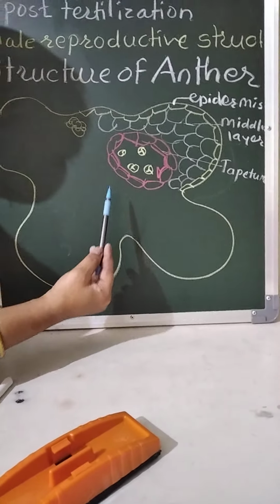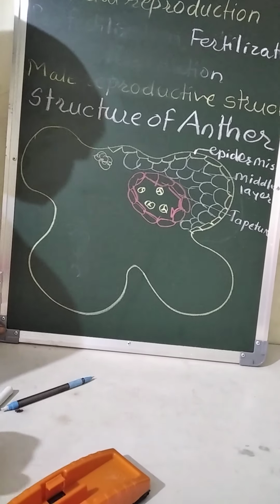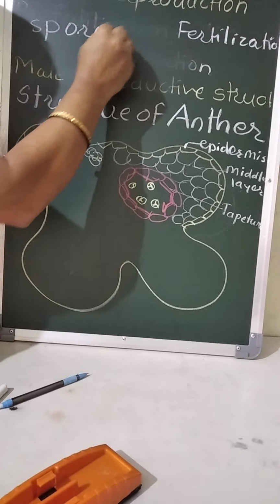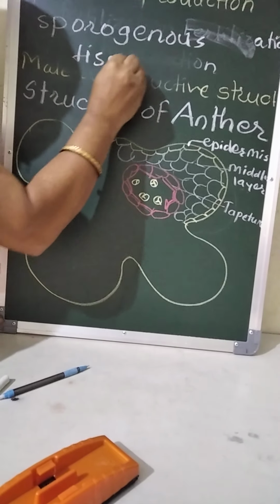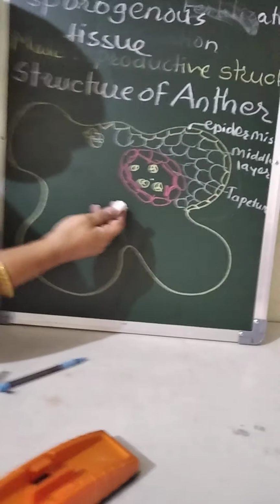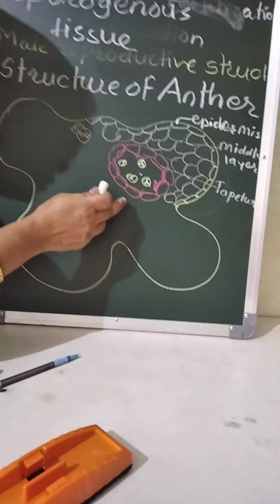This sporogenous tissue means reproductive structure or reproductive cells. Sporogenous tissue. This sporogenous tissue undergoes development and forms pollen grains.